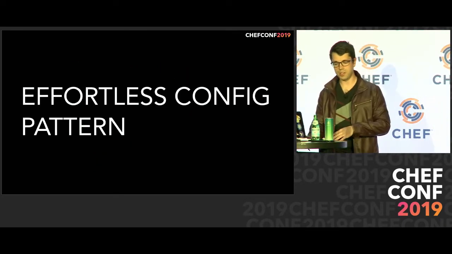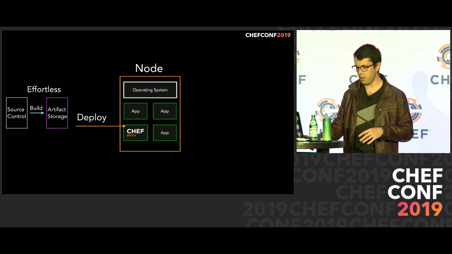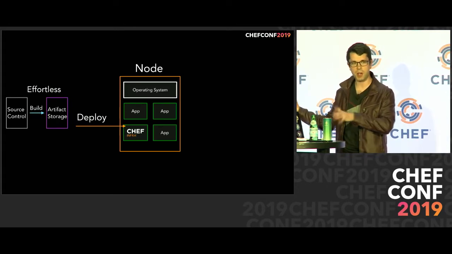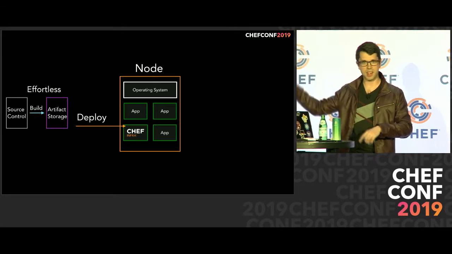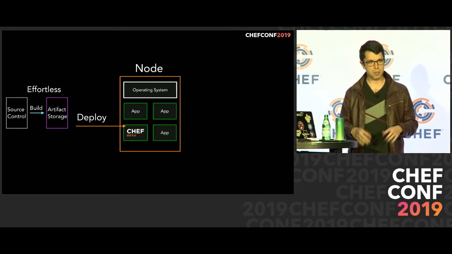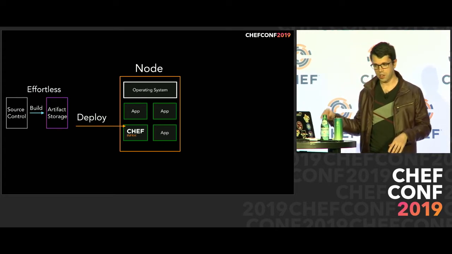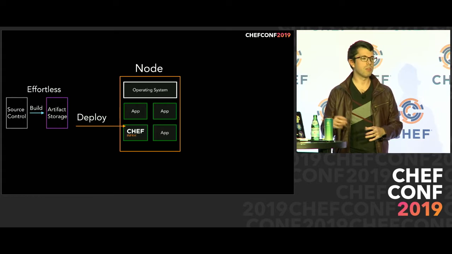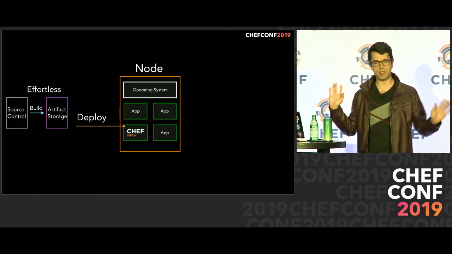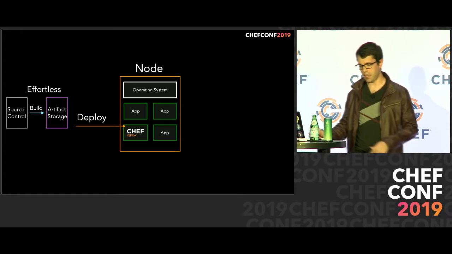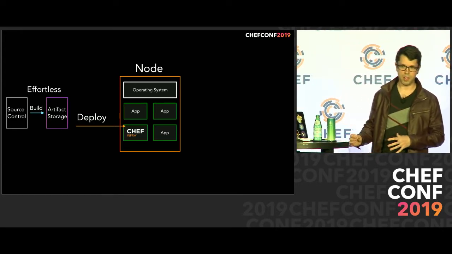So enter the effortless config pattern. The idea behind the effortless config pattern, so this is the same diagram as before, just minus the second pipeline, is that we have source control. We build it. We put it up into artifact storage. And then we do a deploy. And then Chef Infra lives on the node just as another app. It's just an app, just like anything else. It's not special, like in the environment cookbook pattern.